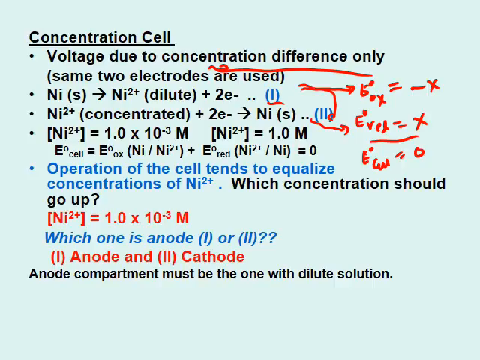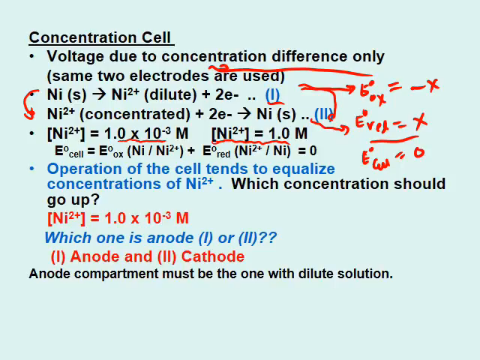Next question that we have in mind: we have been given these two concentrations. In one compartment, you have nickel dipped in a 1.0 times 10 to the negative 3 molar solution. In another compartment, you have nickel dipped in nickel 2 plus solution, which could be nickel nitrate or nickel chloride, with 1 molar concentration. So one is a much more concentrated solution of nickel than the other. The question is, which of these two reactions should represent the compartment with the dilute solution of nickel?